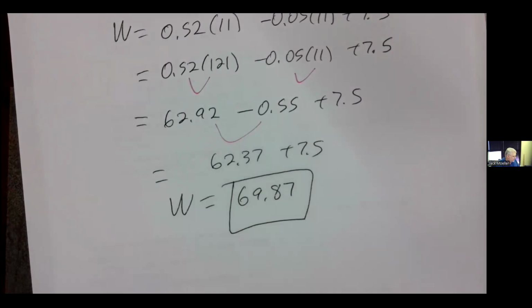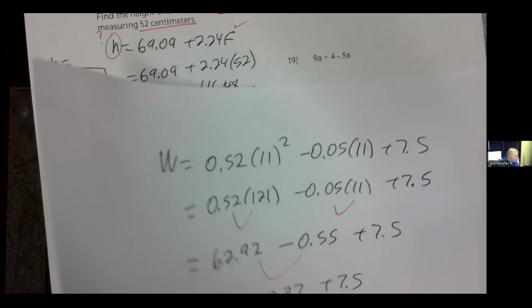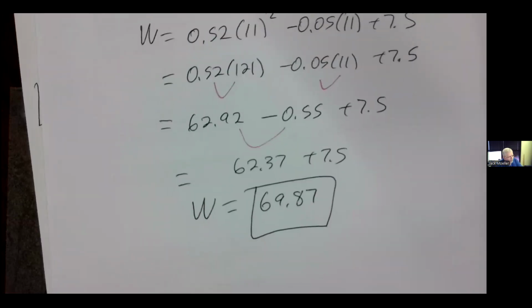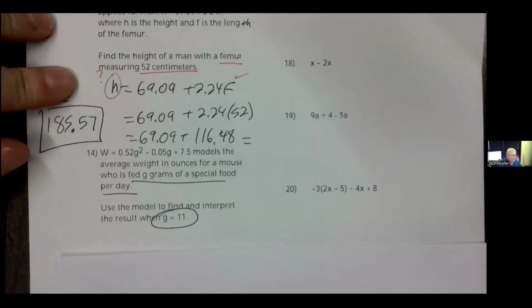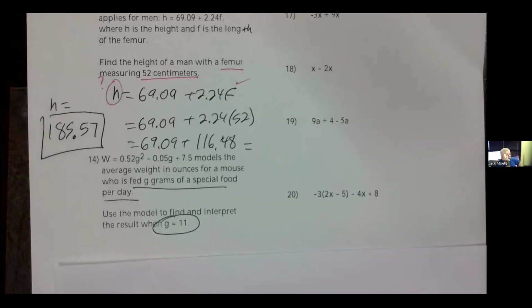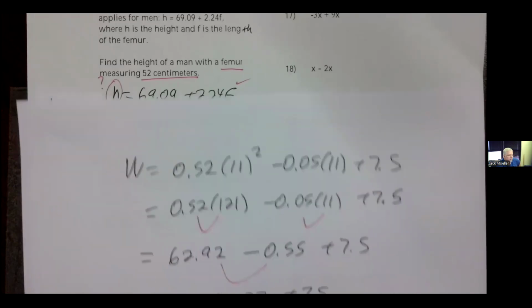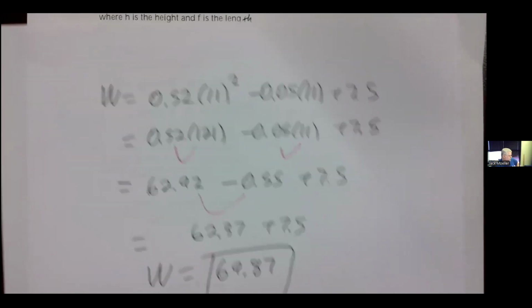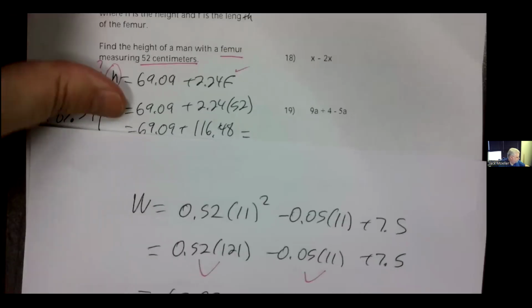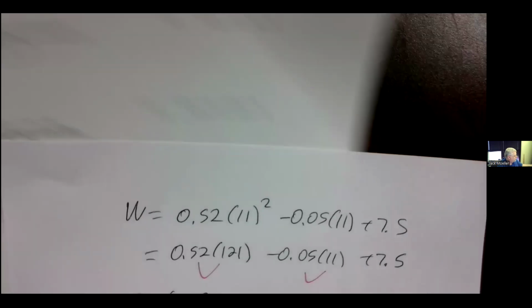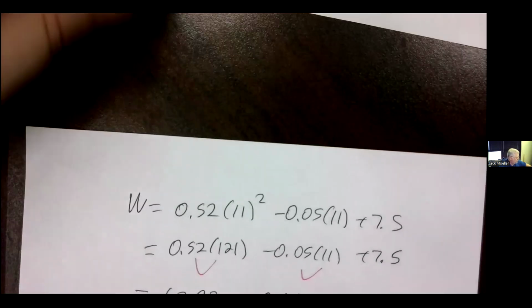Right. And what they wanted us to do was find and interpret the result. So we found that W is equal to 69.87. If we're going to interpret it, and again, this should be multiple choice in MATLAB, what does that mean? Well, W is the average weight of a mouse fed G grams, so G is how much it's fed. So if you feed a mouse 11 grams per day, the expected weight is going to be 69.87 grams. All right, so that is evaluating variable expressions. You're plugging numbers in and then basically just following order of operations.